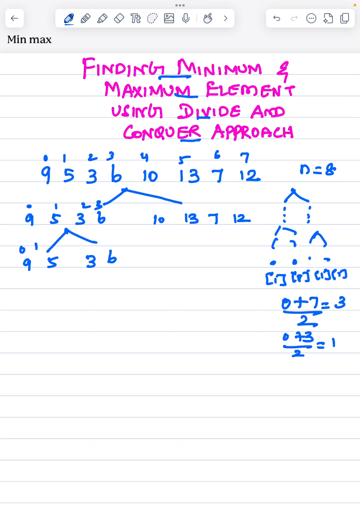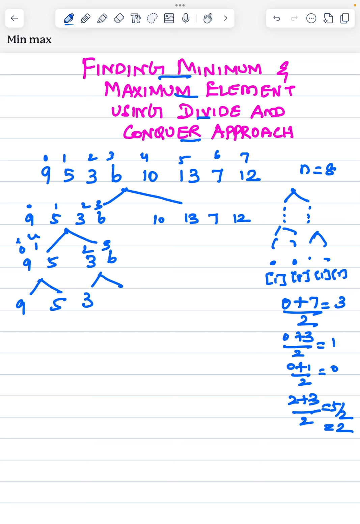So 0, 1. And again you have to divide this into two halves. It is 0 plus 1 divided by 2. The lower bound is this one and the upper bound is this one, which gives you 0. So if you do that, it will become 9 and this will become 5. Similarly, you have to do this for the right half of your left sub half. This is 2 and this is 3. So 2 plus 3 divided by 2 is 5 divided by 2, which gives you 2. So this will become 3 and 6.